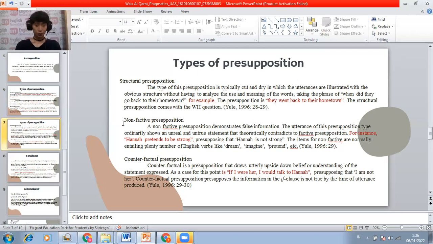For instance, Hannah pretends to be strong. So pretty much easy to identify the presupposition. Hannah pretends to be strong. So the presupposition we have here is Hannah is not actually strong. The items for non-factive are normally entailing a plenty number of English verbs like dream, imagine, pretend, and so on. So those are non-factive presuppositions.